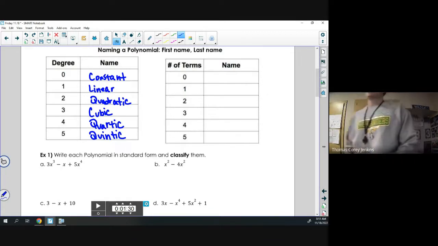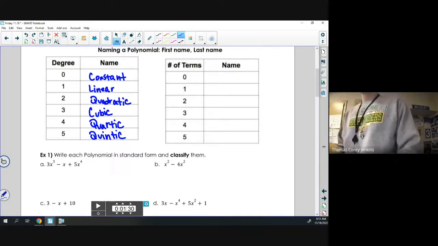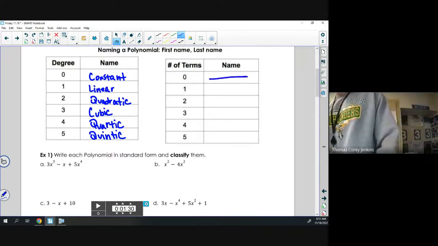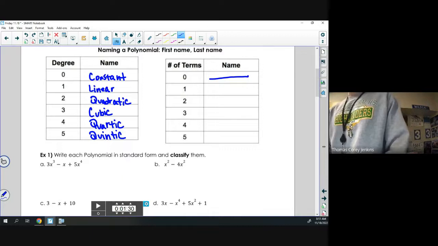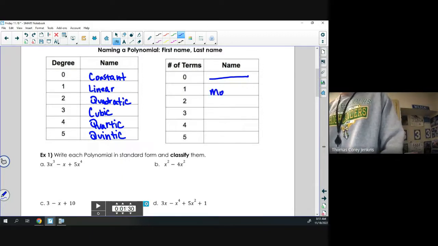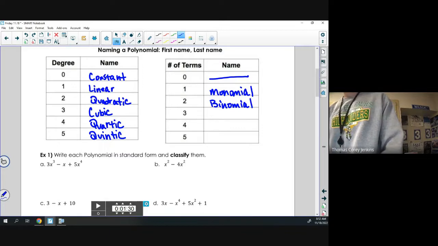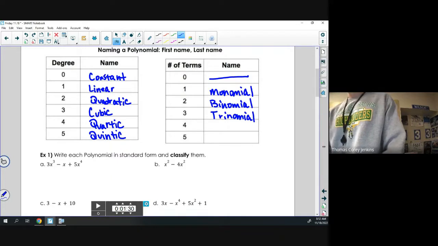All right, so what if we have a polynomial with 0 terms? That's nothing, so that doesn't have a name. A polynomial with 1 term is called a monomial. Two terms, anybody know? Starts with a B. Binomial. Three terms, trinomial. Good. And then that's where the special names end. After that, we just use the generic term polynomial.